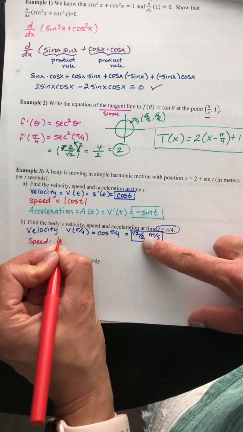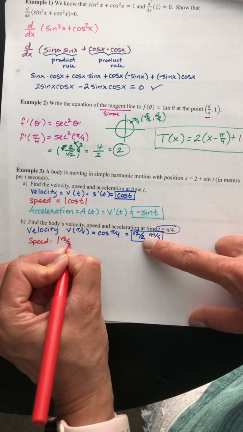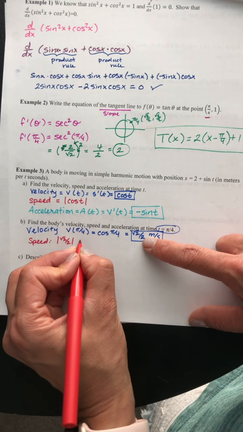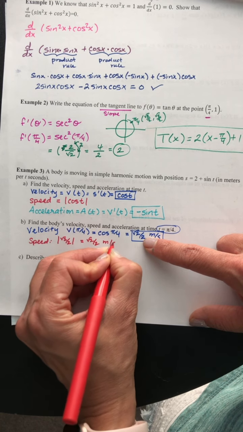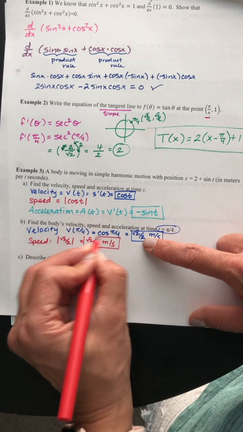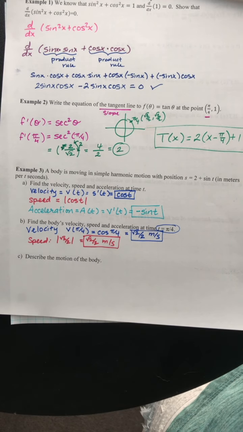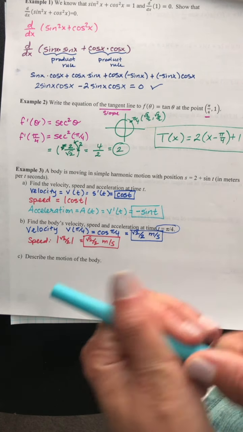All right, so the absolute value of the velocity will be the absolute value of square root of 2 over 2, which is just square root of 2 over 2 meters per second. It was already positive, so taking its absolute value was no big deal.